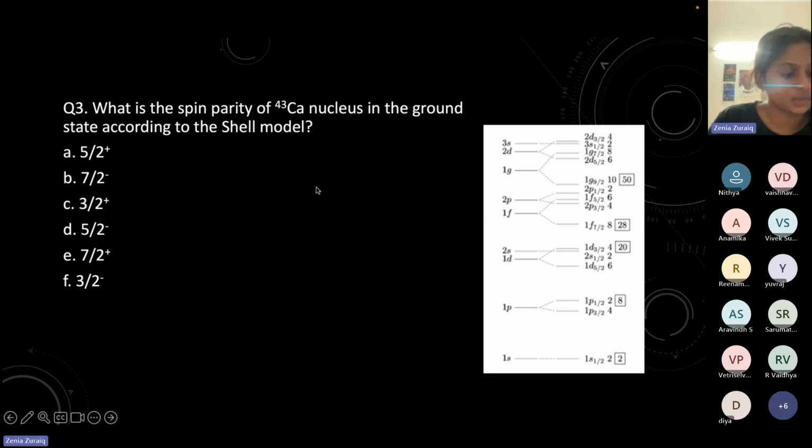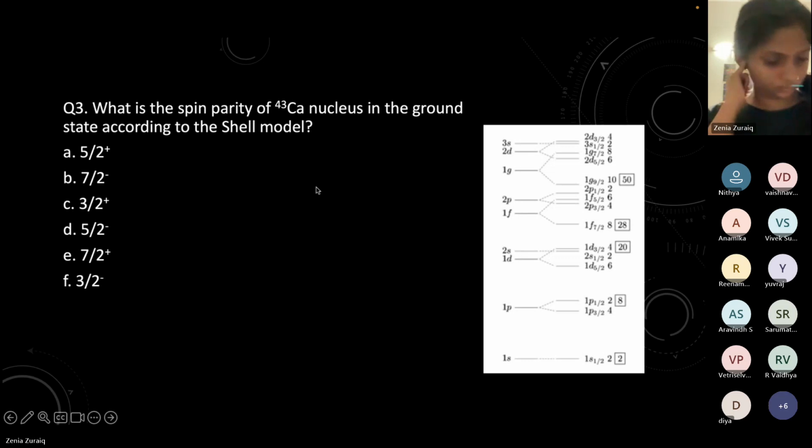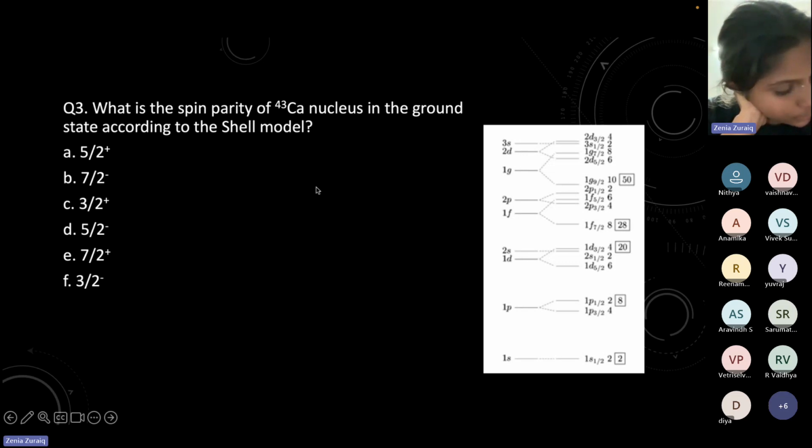Okay, I'll give you 2 more minutes in case some of you are still solving. Okay, I see people are saying 7 by 2 plus, 7 by 2 minus, 5 by 2 plus. Someone changed their answer to B. Anyone who's still solving, or should I go to the answer? 3 by 2 plus. Okay, I'm going to go to the answer. I think some of you said 7 by 2 minus.